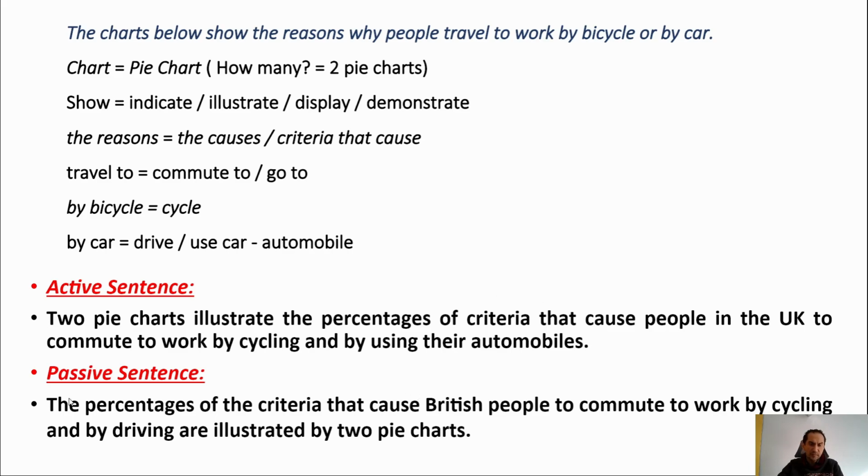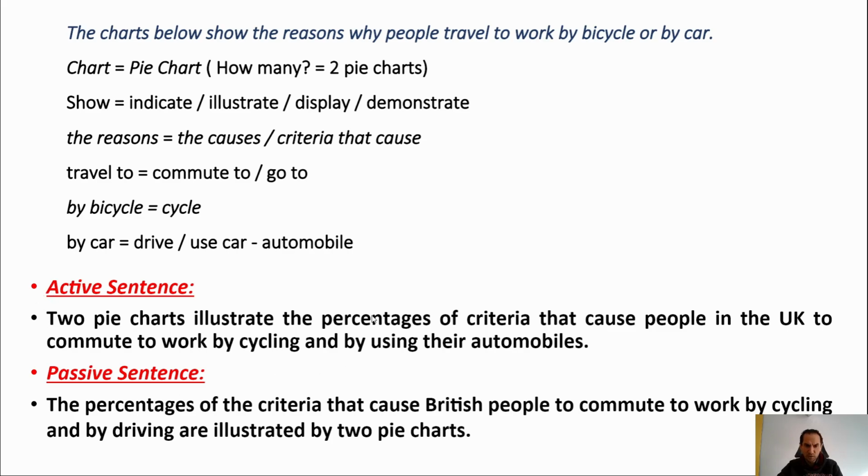Or I can make this passive. Passive means you change object and subject, and you make the passive with be and verb 3 structure. So we will come to this in the grammar lessons later on, but this is actually very easy. Your subject here is this, and you have the main verb here. So pie charts illustrate, pie charts show. The rest is your object. So take it to the beginning of the sentence.